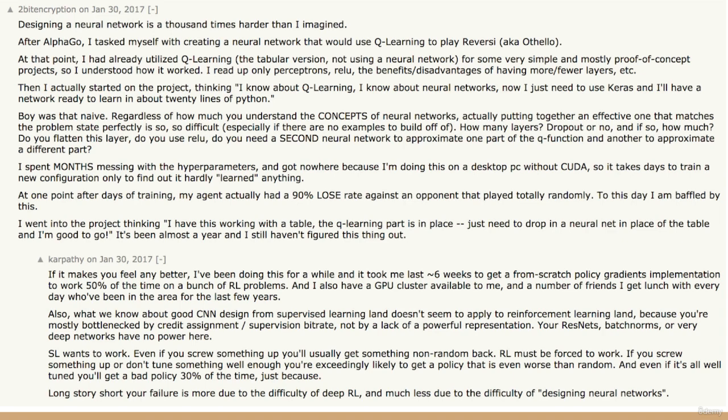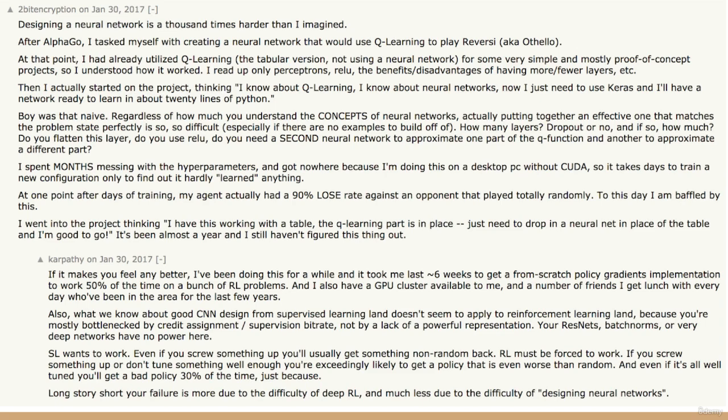Andrej responds to this comment and says, "It took me 6 weeks to get policy gradients working." And keep in mind, he's one of the world's leading researchers in reinforcement learning. He has all the state-of-the-art technology he needs on demand, and he's surrounded by other researchers who are just as smart as he is, so he can ask them for advice or to check his code at any time.